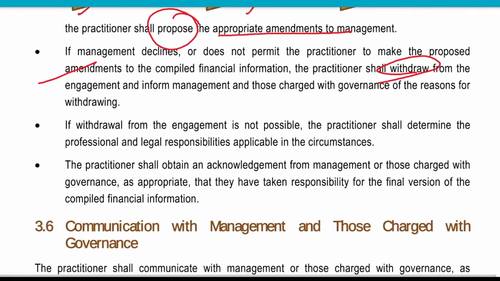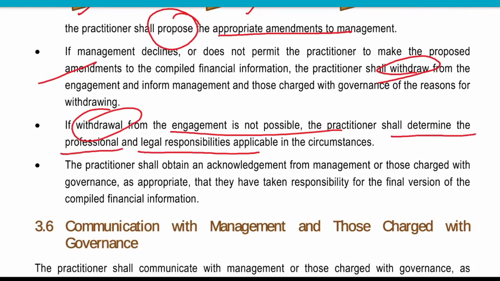If withdrawal from the engagement is not possible, the practitioner shall determine his professional and legal responsibilities as applicable in the circumstances. So you should see what my responsibility is in this case if I can't withdraw from my engagement. The practitioner shall also obtain acknowledgement from the management and those charged with the governance that they have taken the responsibility for the final version of the compiled financial information. That is, I am not responsible for this particular compiled financial information, but you are responsible because you are the one who provided me the required information. And I am not responsible for the basis on which the compilation has been prepared.